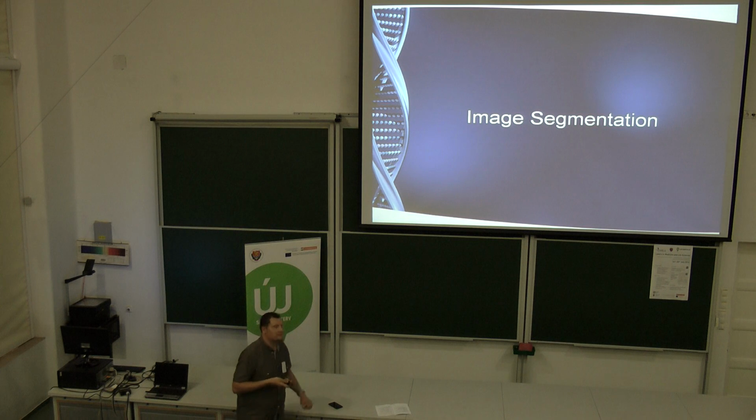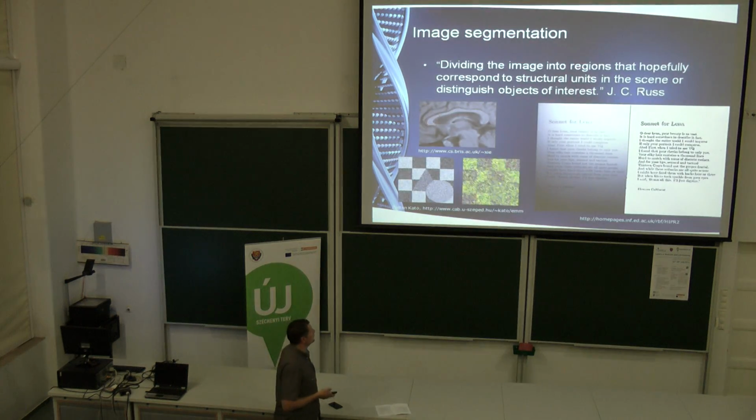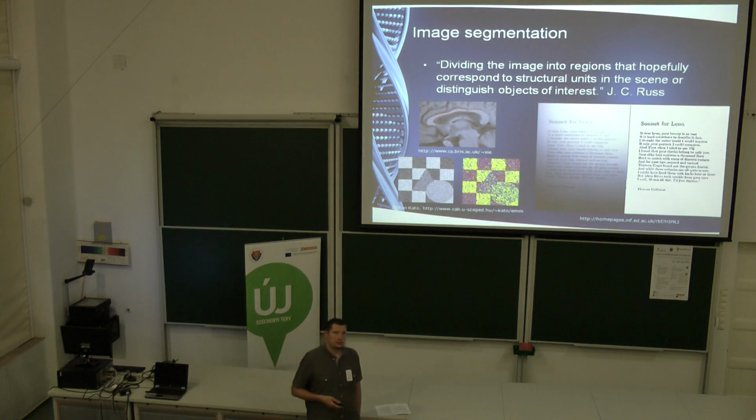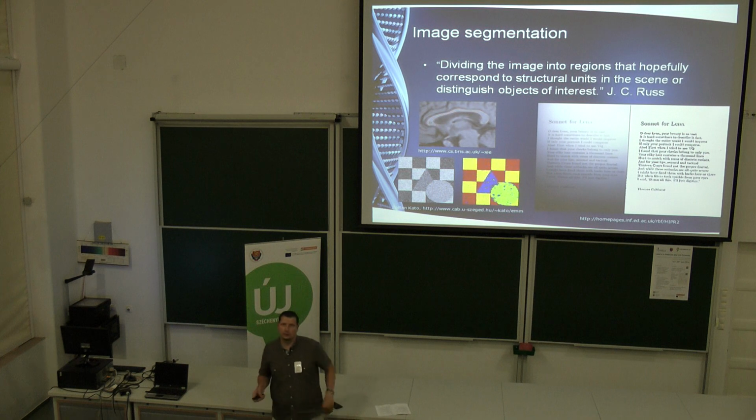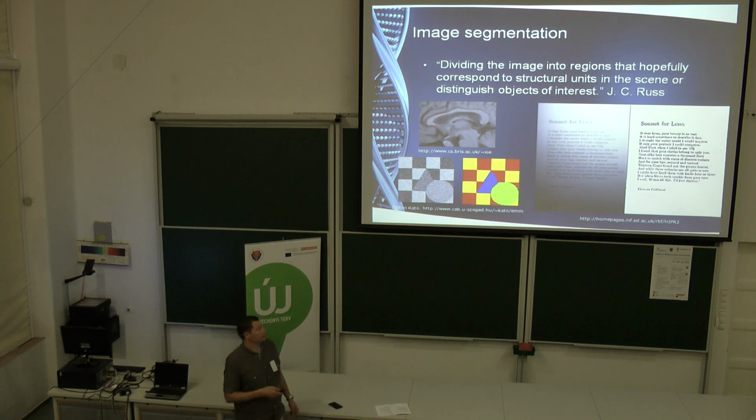About 10 minutes. So to get the objects, the process is so-called image segmentation. Maybe the term is familiar to you: it is finding objects in the image, and there are many definitions. I just put what I like the most: dividing the image into regions that hopefully correspond to the structural units in the scene. Okay, so what we would like to find is structural units in the scene.